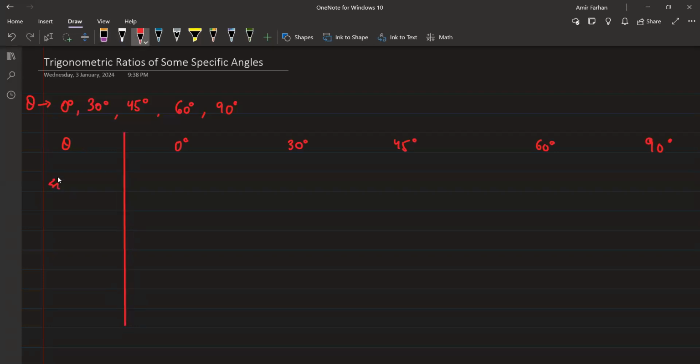And sin theta comes here. So the value of sin theta is equal to 0. Okay. If theta is equal to 0, and you take that with the sine function, then that value will be equal to 0. Clear?